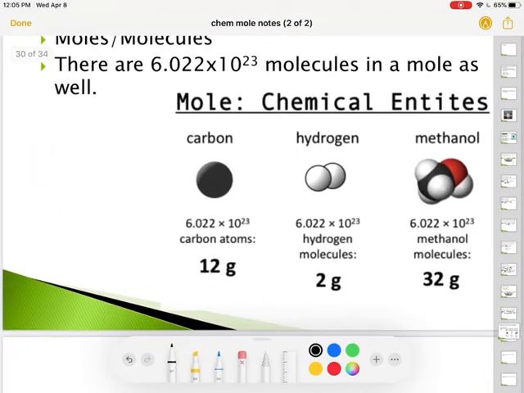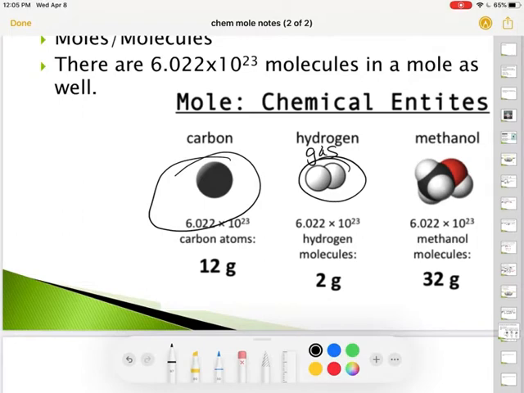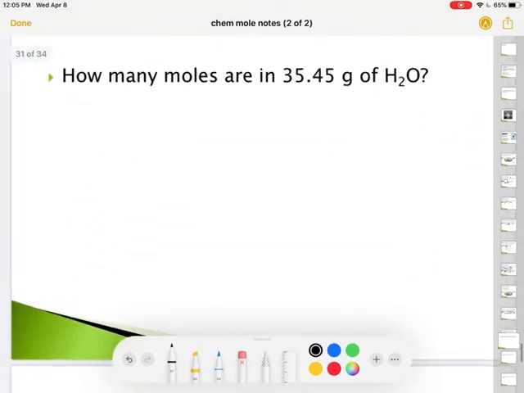So if you've got a mole of carbon, you have 6.022 times 10 to the 23 of these. If you have a mole of hydrogen gas, you have that many hydrogen molecules. Same thing with methanol. If you have that many molecules of methanol, you have it all together. It doesn't get multiplied by the number of things that are part of it.